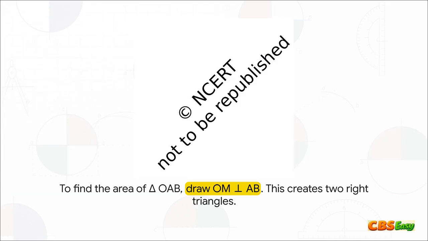Now that second step, finding the triangle's area, is where things can get a bit tricky. The triangle OAB isn't a simple right-angle triangle. So what's the strategy? The key move, as shown here, is to drop a perpendicular line from the center O down to the chord AB. This genius move splits our triangle into two identical, easy-to-solve right-angle triangles. And now we can bring in our old friend trigonometry to find the base and height.